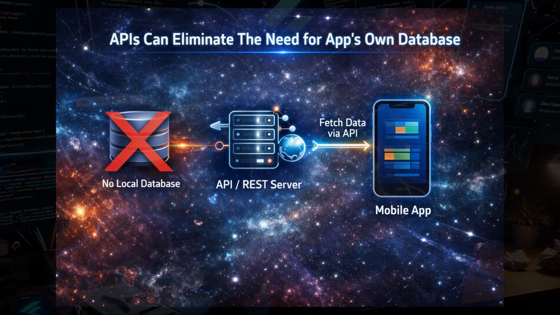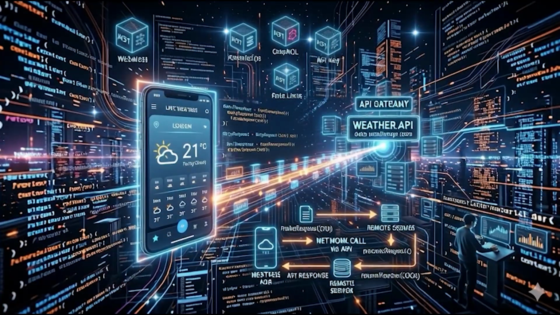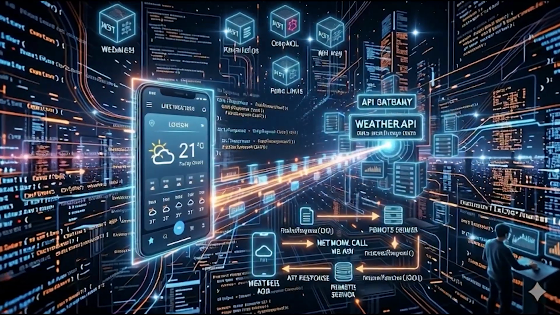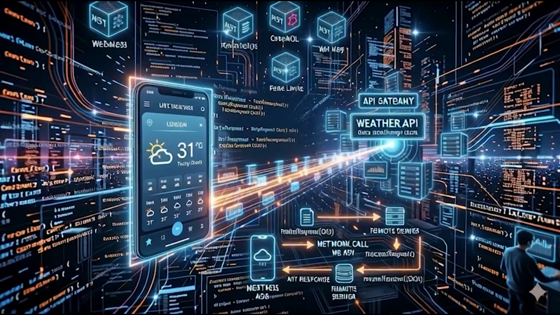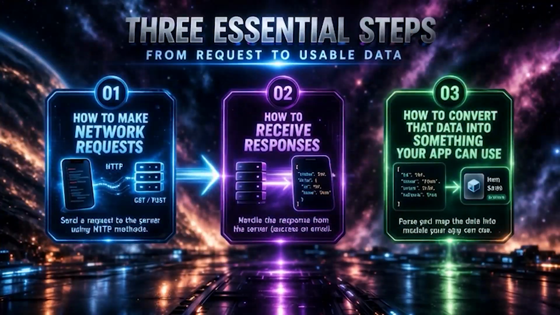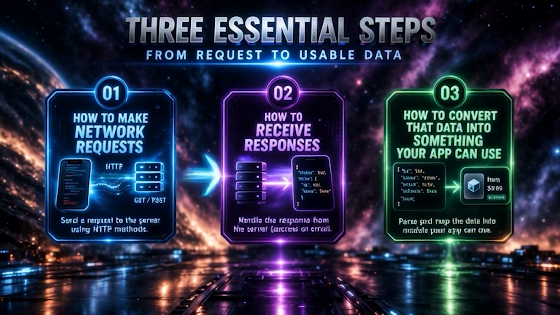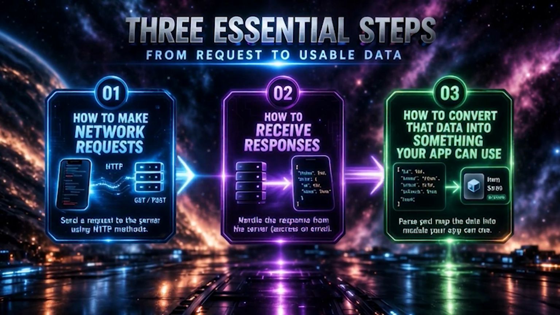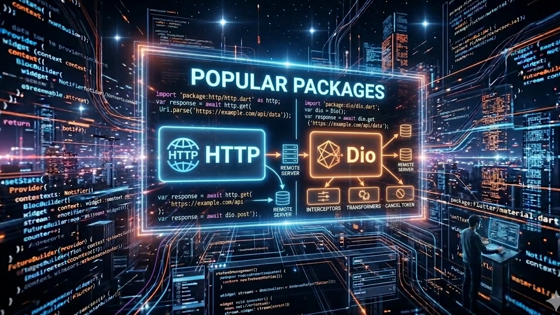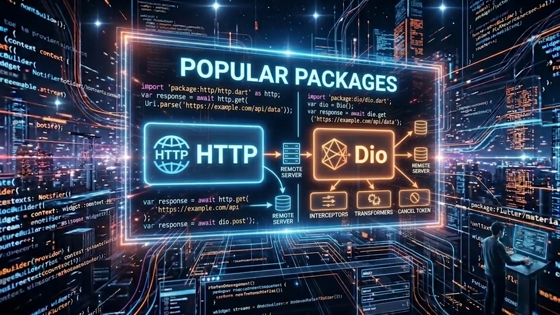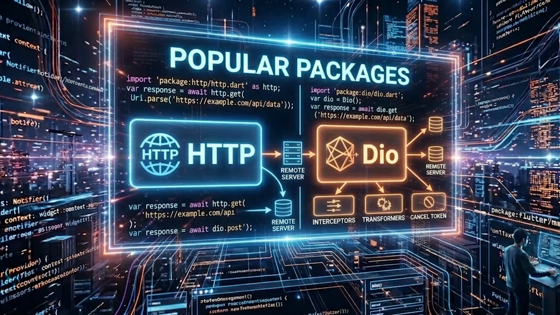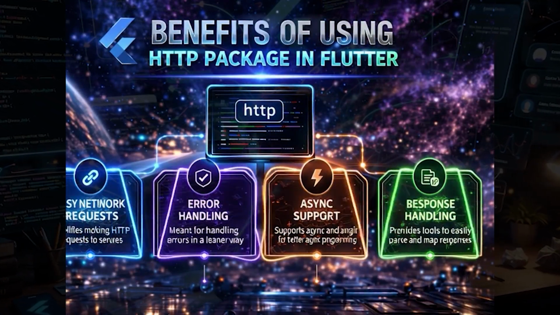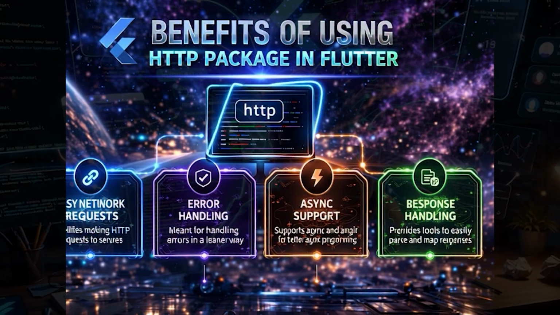Let's take a simple example. You want to build a weather app. Where will you get real-time weather data from? You won't store that yourself. Instead, you make an API request and the server sends you the data. Now at this stage, you need to learn how to make network requests, how to receive responses, and how to convert that data into something your app can use. In Flutter, packages like HTTP and Dio make this process much easier. As a beginner, I recommend starting with the HTTP package. It's simple, lightweight, and maintained by the core Dart team.